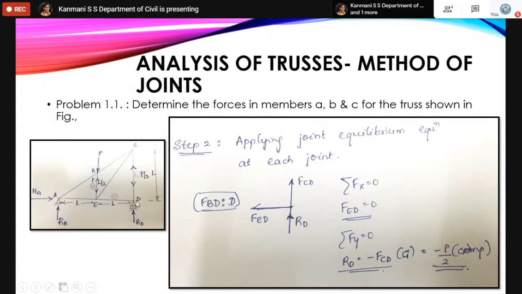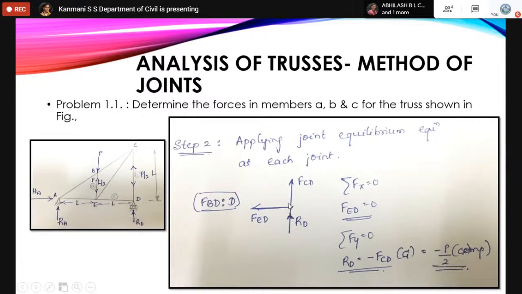At joint D, I have three forces, see RD, force in the member FCD, force in the member FED. I'll apply the first equation, sigma Fx equal to 0. So FED I have considered as tension. Tension means force moving away from the joint is considered as tension. So I have considered all the forces as tension. So FED will become 0.